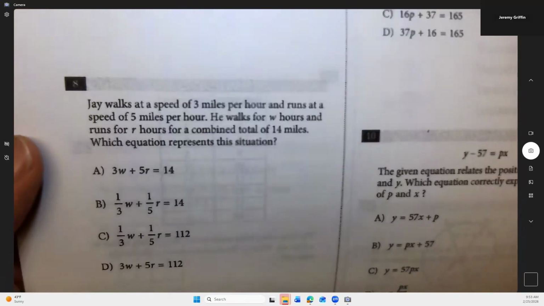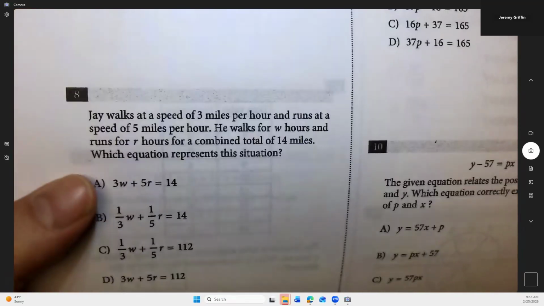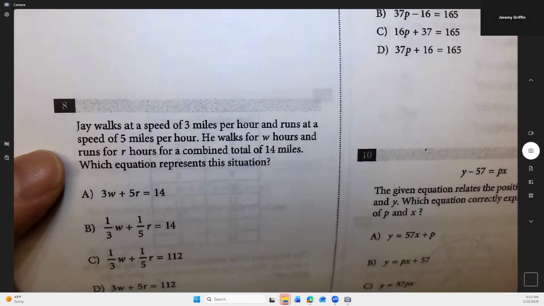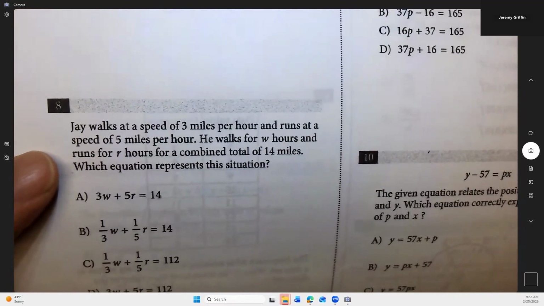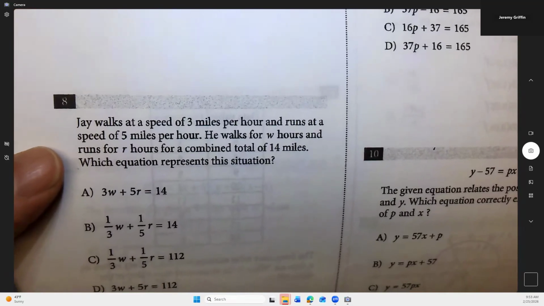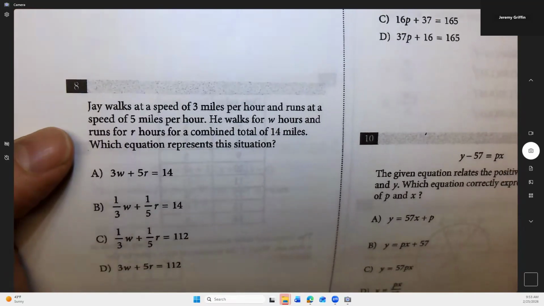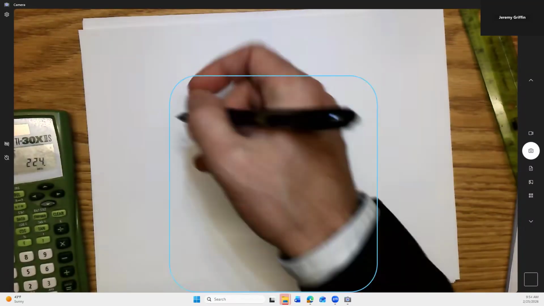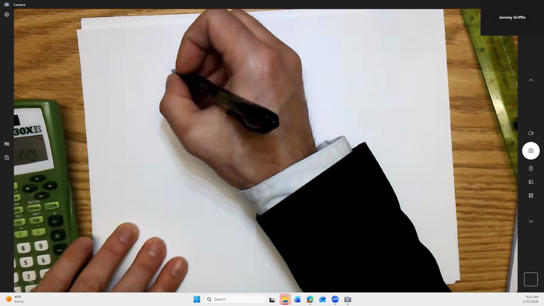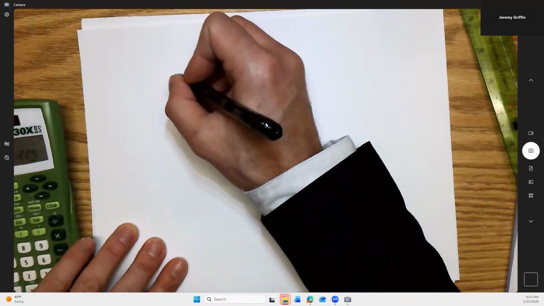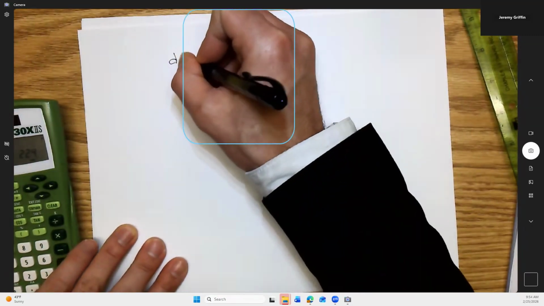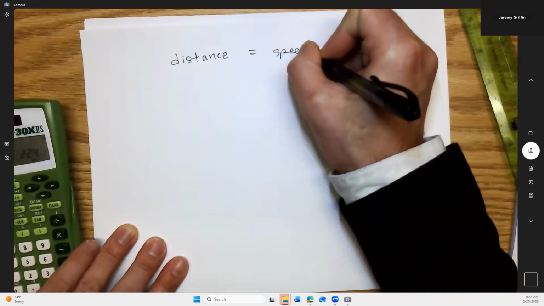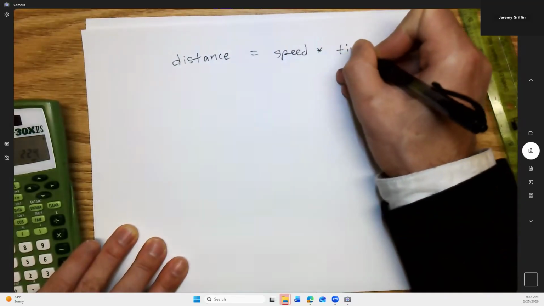J walks at a speed of 3 miles per hour and runs at a speed of 5 miles per hour. He walks for W hours and runs for R hours for a total of 14 miles. Which equation represents this situation? Okay, let's come up with this independently and then match it to one of their choices. You guys know distance equals speed times time. Okay, we used that earlier.